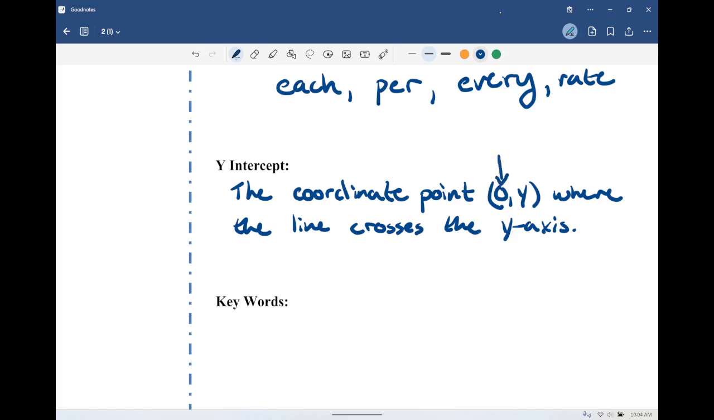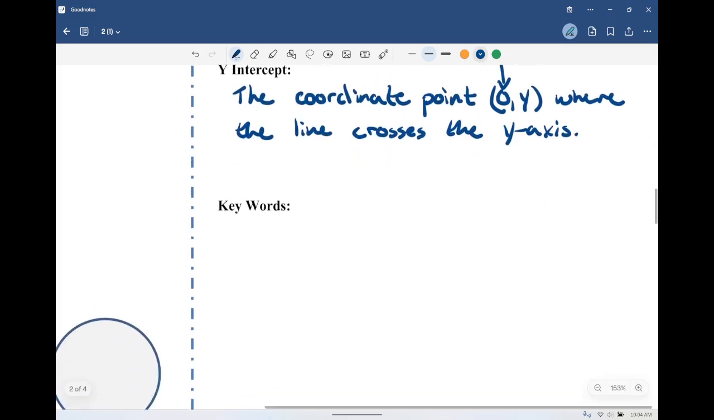Now, notice, what's the x value on a y-intercept? Just say it. 0. If you have a coordinate point and the x value is 0, that's a y-intercept. If it's not, it is not a y-intercept. There is no wiggle room. There is no in-between. If it is not 0, it is not a y-intercept.